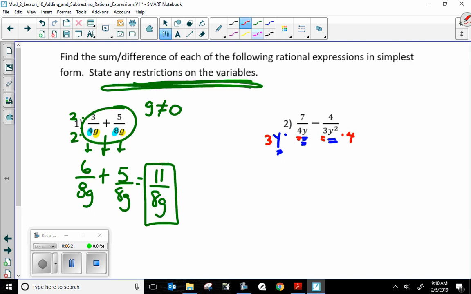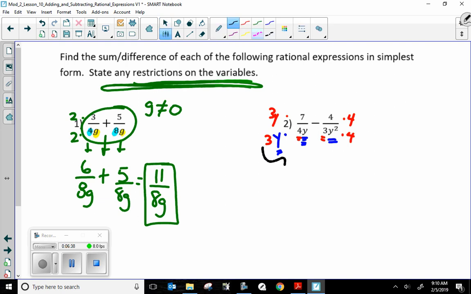So let's look at my right fraction. If I'm multiplying the bottom by 4, I multiply the top by 4. Let's look at the left fraction. If I multiply the bottom by 3y, I have to multiply the top by 3y as well.